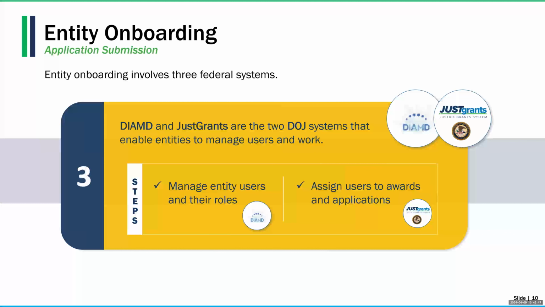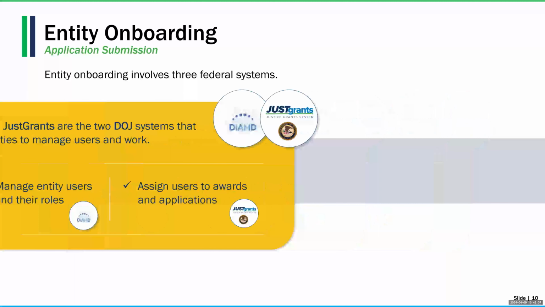Now, Diamond and Just Grants are the two DOJ systems that enable your entities to manage your users and your work. Your entity administrator is going to use Diamond and Just Grants to manage your users and their roles. Your entity administrator is also going to assign users to awards and applications in the Just Grants system.